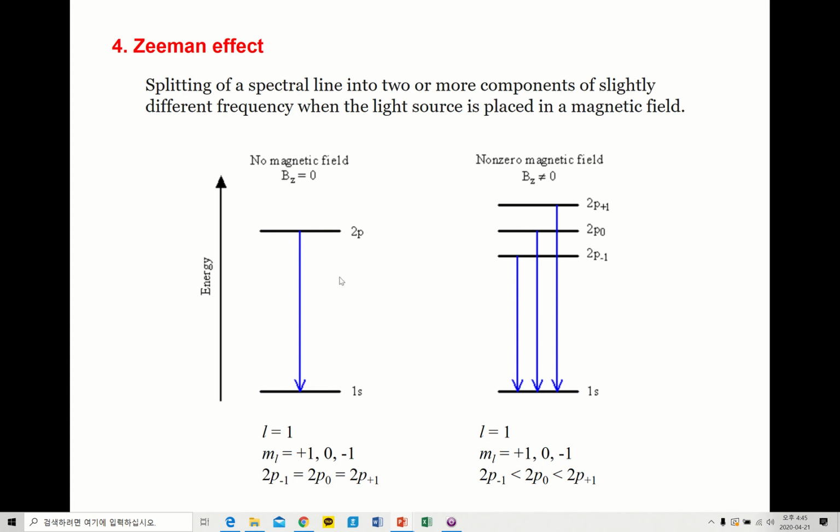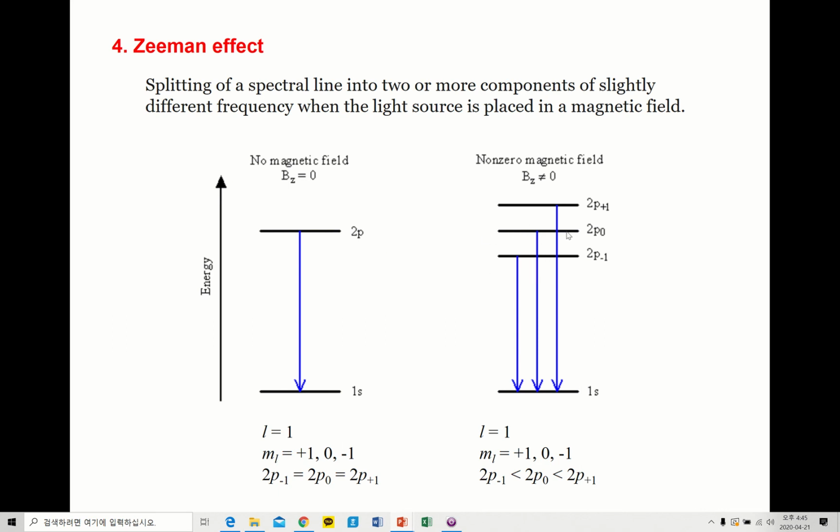Then the transition from 2p to 1s, this is emission, is possible. In this case l is 1 and ml is plus 1, 0 and minus 1. The energy level of 2p minus 1 equals 2p 0 and 2p plus 1. But when you apply the magnetic field, this 2p energy level splits into 3.